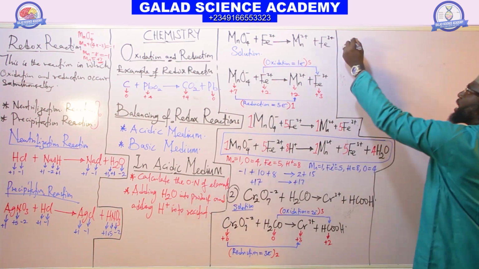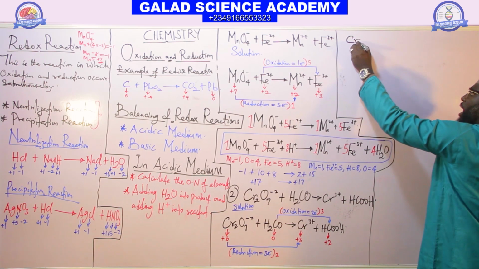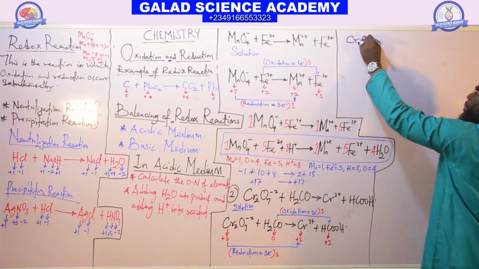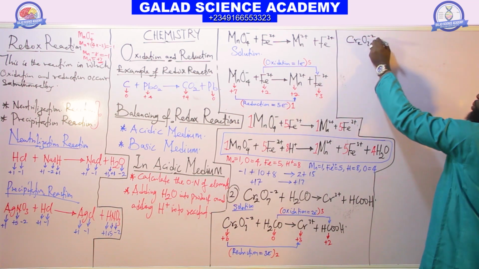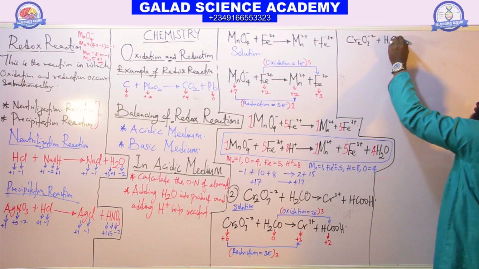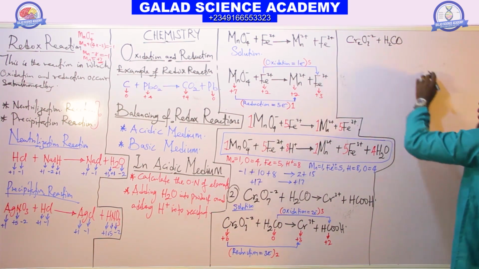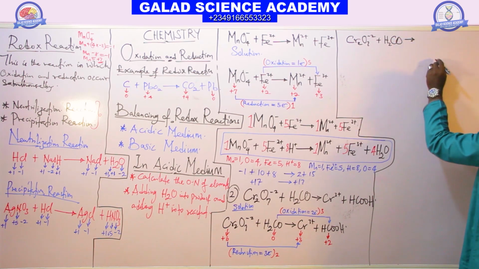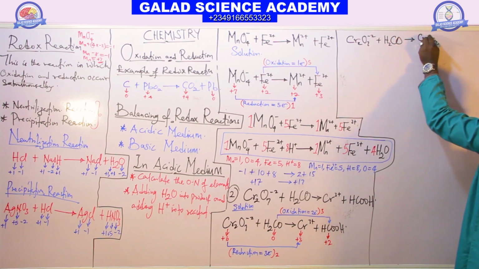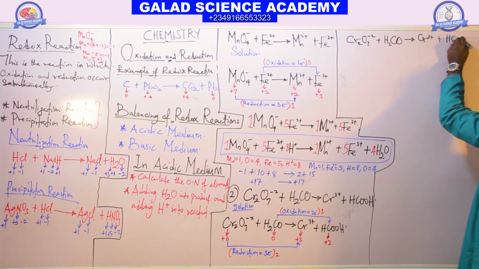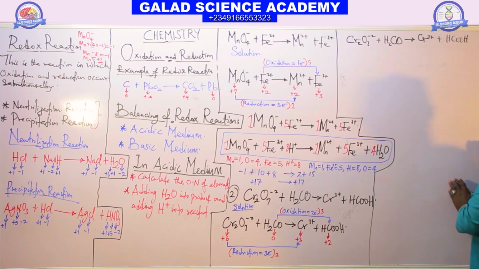The next equation: Cr2O7^2- plus H2CO to give us Cr3+ plus HCOOH. Good.